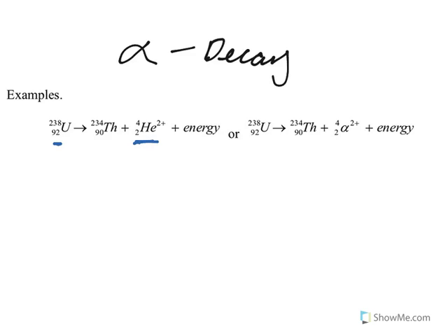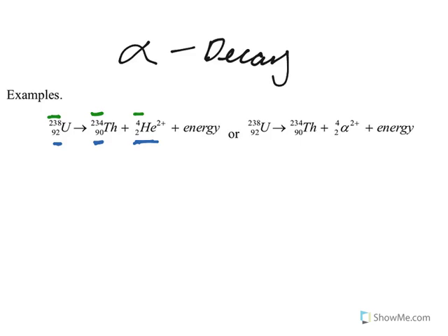You'll notice our atomic numbers on the left hand side total 92, and on the right hand side again total 92. And when you look at your mass numbers, on the left hand side the total is 238, and the same on the right hand side, 234 for the thorium and 4 for the alpha particle.